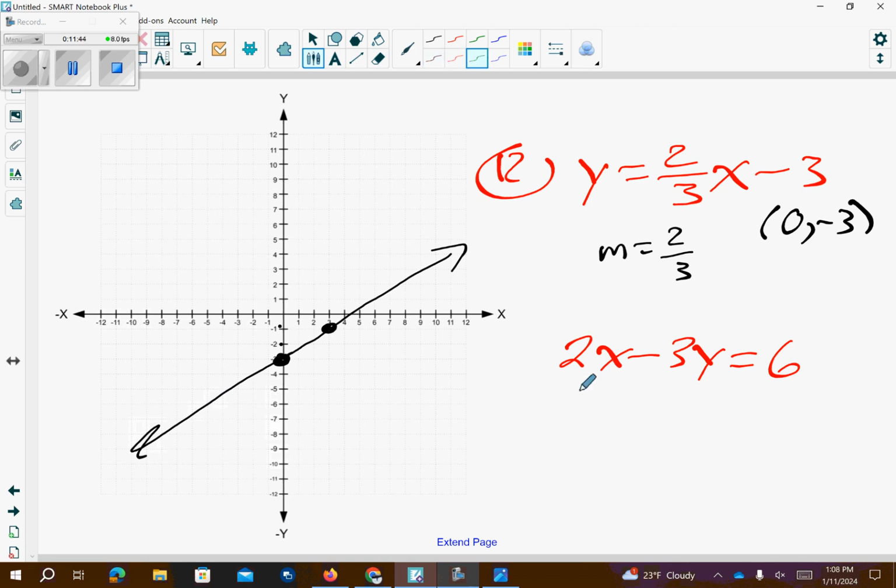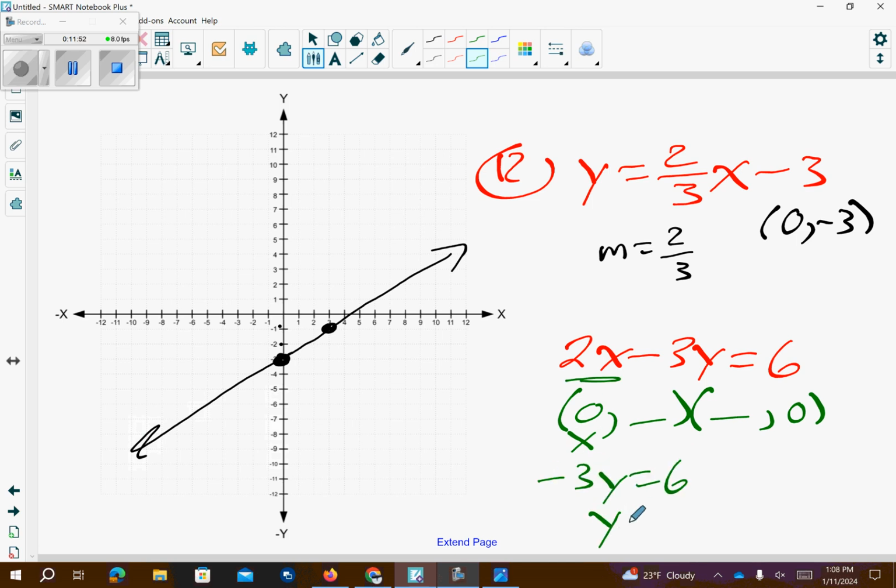Then I'm going to use the cover method on this, so (0, blank), (blank, 0). So this is an x value, so cover that up and you get negative 3y equals 6. So y equals negative 2. So (0, -2) is right there. This is an x or y value, so I'm going to cover that up. So I'm going to get 2x equals 6. So x equals 3 if I divide both sides by 2.